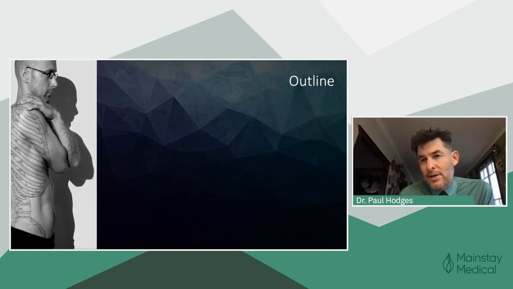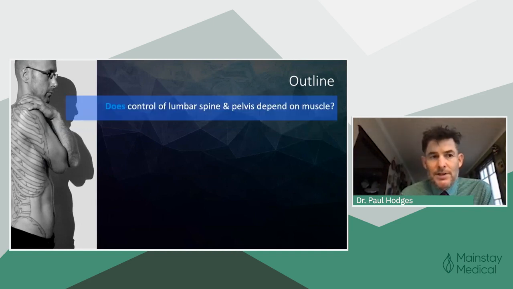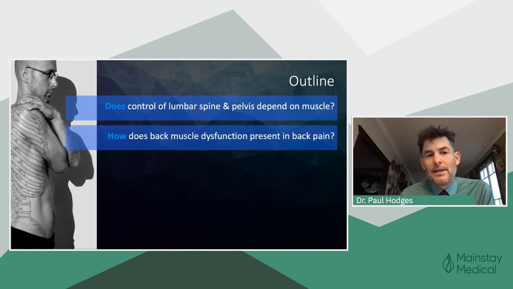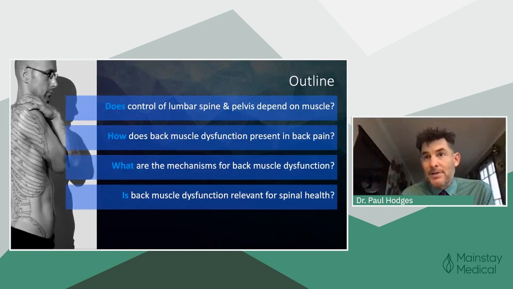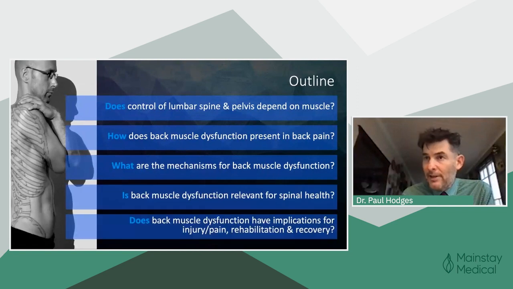What I'd like to do is to try to address several questions. The first is to consider, does control of the lumbar spine and pelvis depend on muscle? Secondly, how does the muscle dysfunction present in back pain? What are the mechanisms for this muscle dysfunction? Is back muscle dysfunction relevant for spinal health? And then finally, does back muscle dysfunction have implications for injury and pain, rehabilitation, and recovery?